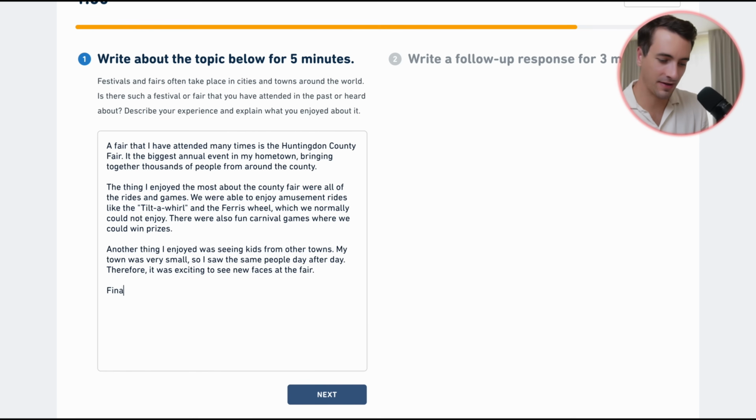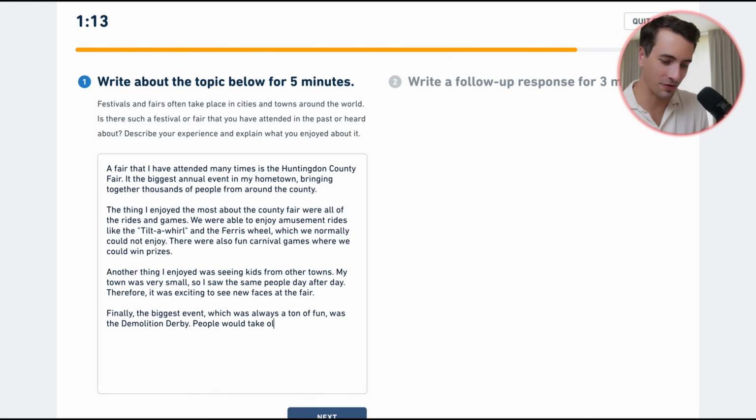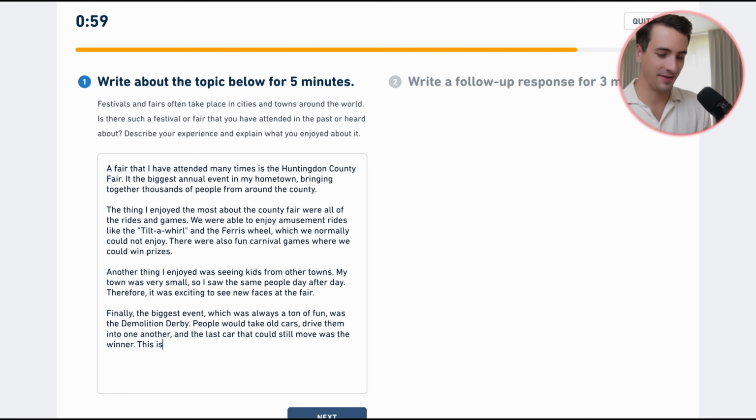Finally, the biggest event, which was always a ton of fun, was the demolition derby. People would take old cars, drive them into one another, and the last car that could still move was the winner. This was highly entertaining, and I always went with my friends.